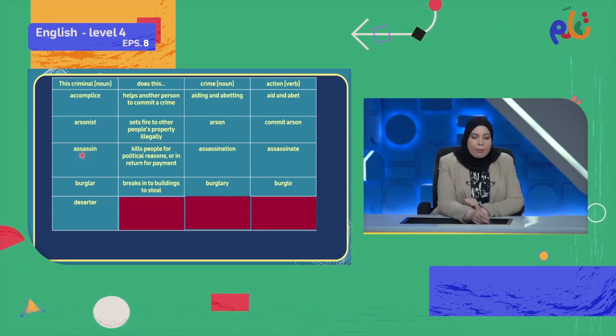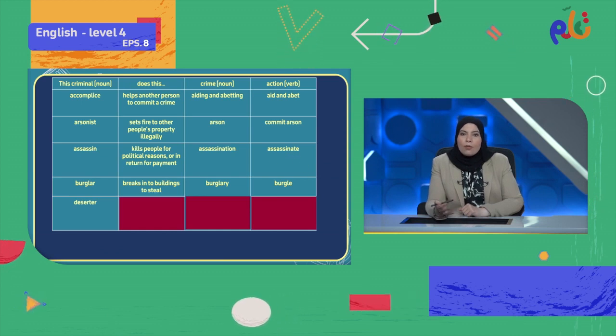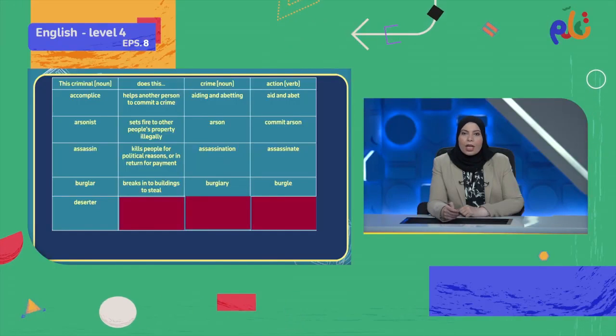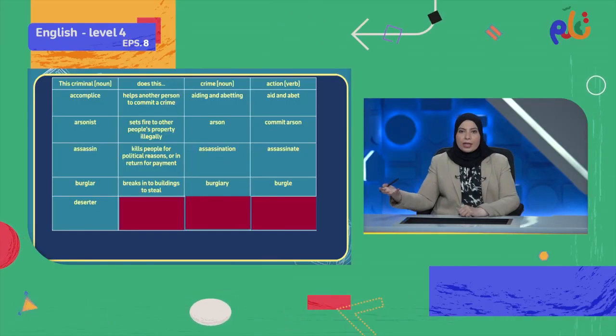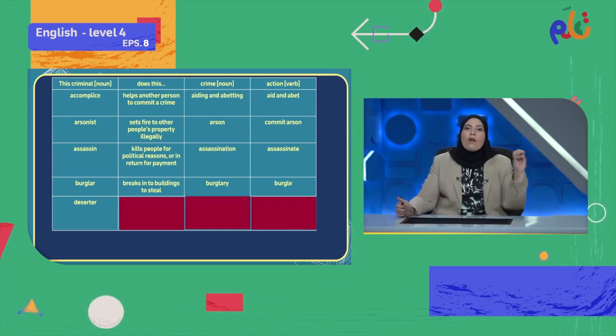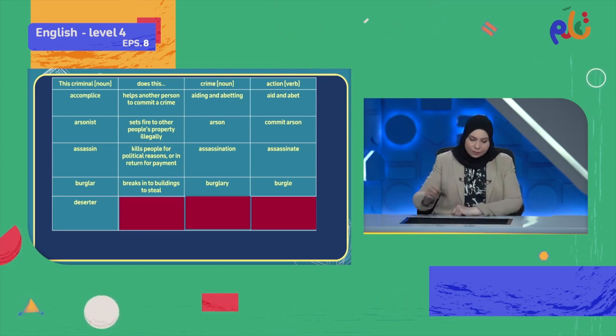So the burglar burgled a couple of houses before he was arrested. So we're talking about the criminal and the verb. Or I can use the crime and I can say burglary is very common in remote areas or faraway areas. So I'm talking about the crime itself.